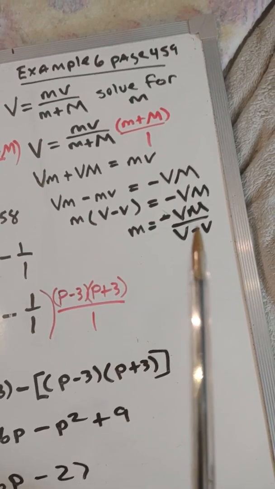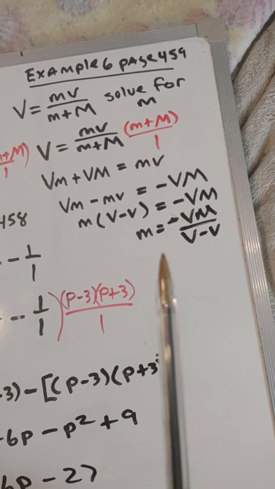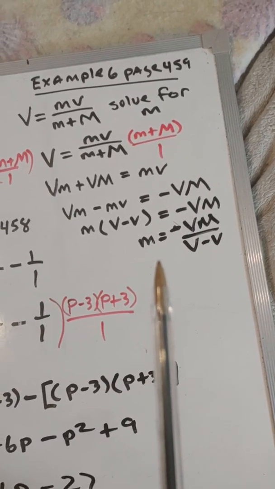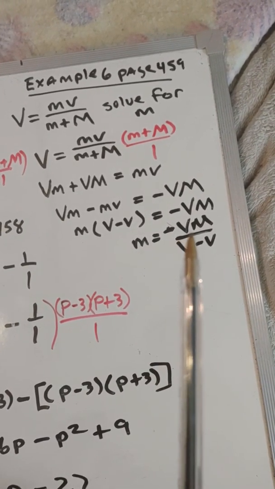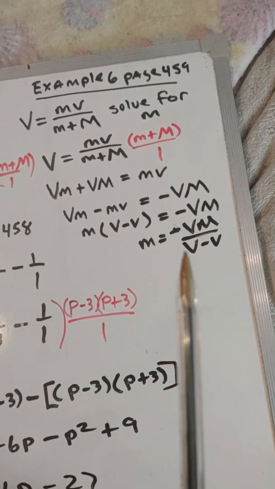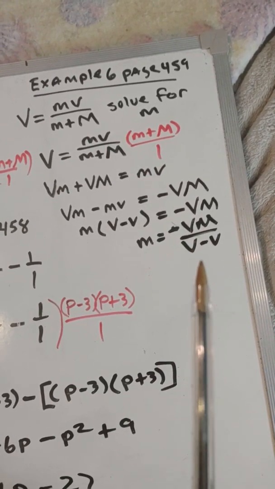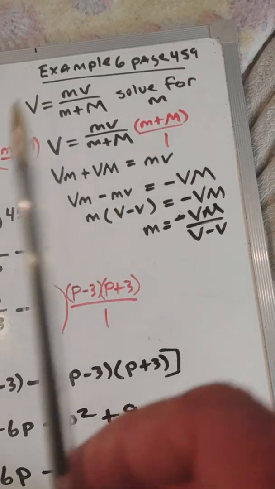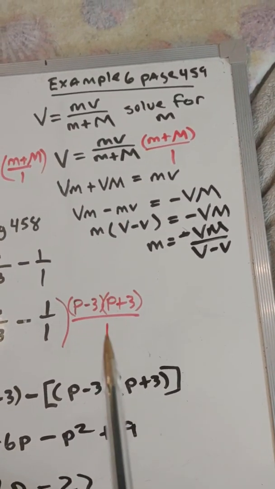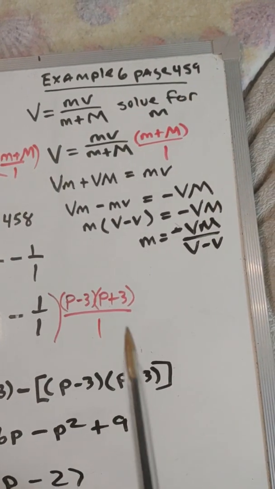Then I divide by big V minus little v. So my answer becomes little m equals negative big V big M over big V minus little v. I hope you can see what I did there. I kind of had to crunch it in there in a little bitty space. I'll explain it more in class though.